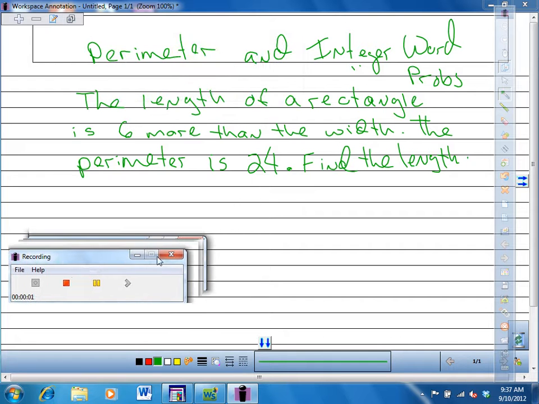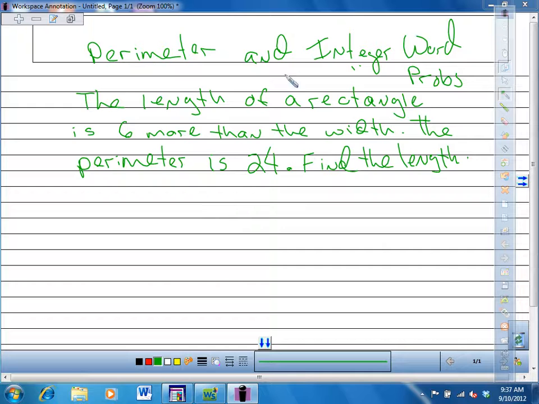So, in this one, then this disappears and I don't know where it goes, but that's perimeter and integer work. The length of a rectangle is 6 more than the width. The perimeter is 24. Find the length. Okay? So I might want to look at this sheet that I gave you.